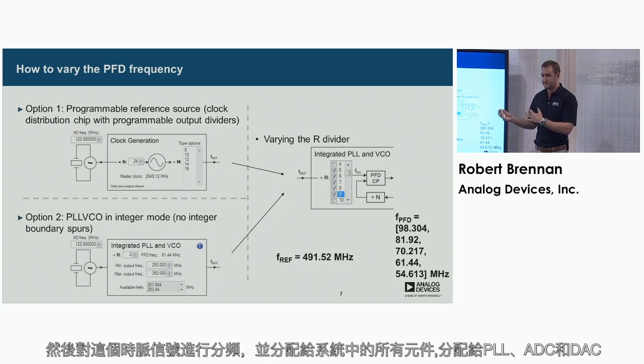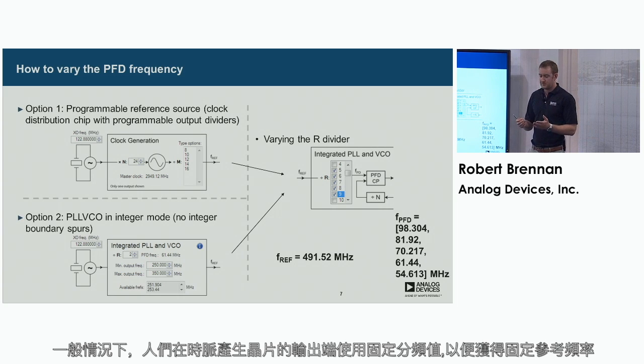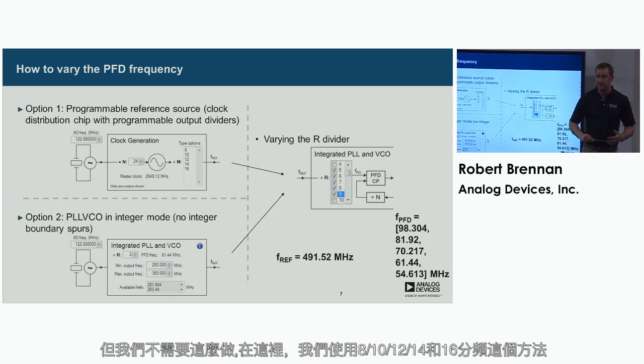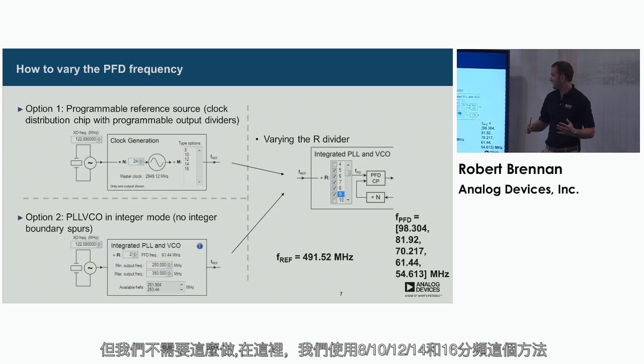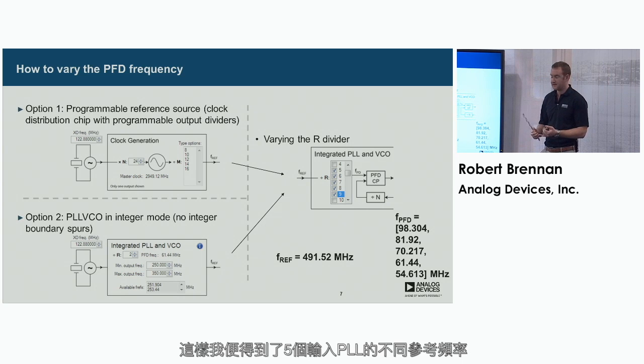And then this clock is divided down and distributed to all the different parts of the system, so the PLL and the ADCs and DACs. Traditionally, people use a fixed divider on the output of the clock generation chip so that they get a fixed reference frequency. But you don't need to do that. So here we're saying, let's use the options of divide by 8, 10, 12, 14, and 16, and that gives me 5 different reference frequencies going into the PLL.